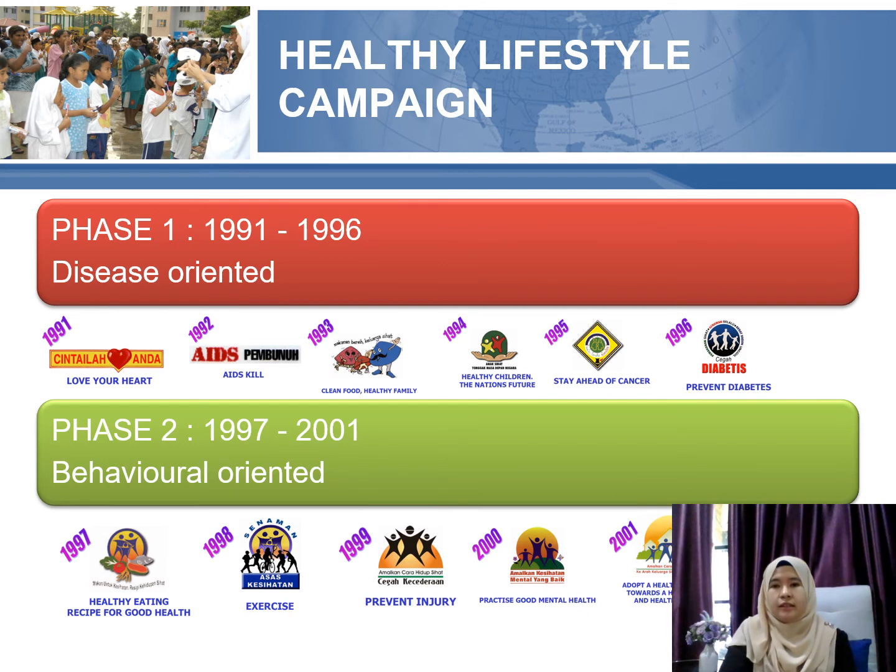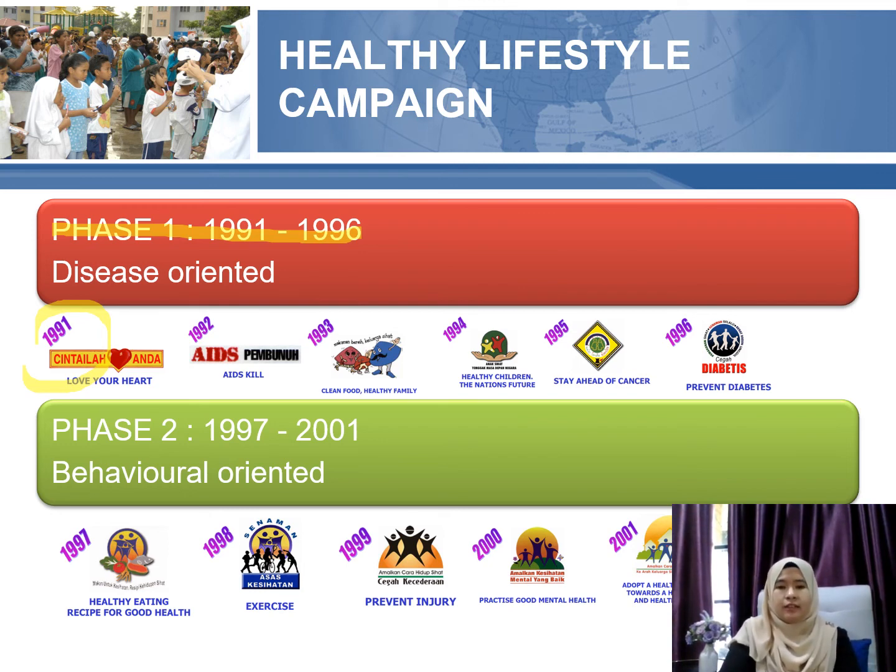This is the healthy lifestyle campaign that has been conducted by the Ministry of Health. If you can see, there is phase 1 and phase 2. Phase 1 started in 1991 to 1996, and it was usually disease oriented. Here in 1991, 'Cintailah jantung anda', love your heart. In 1992, 'AIDS pembunuh'. Later in 1996 is diabetes, prevent diabetes. So the earlier years were much more disease oriented.